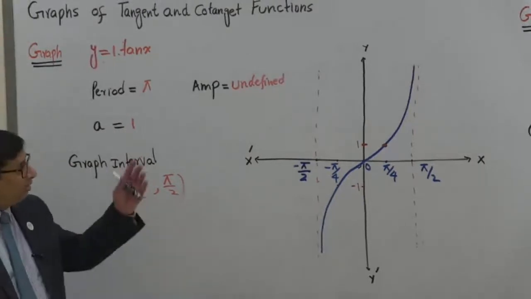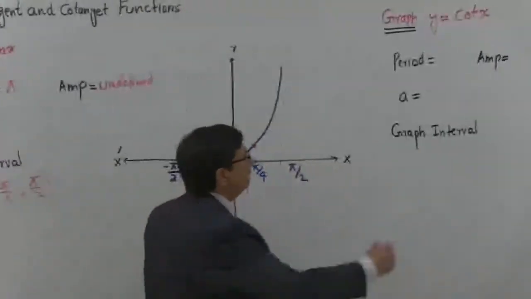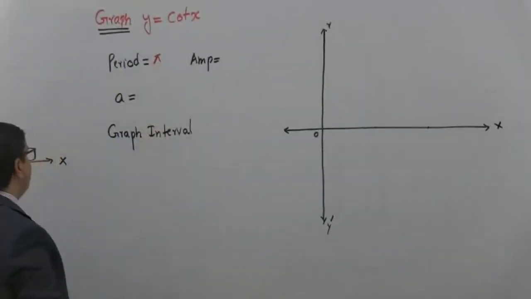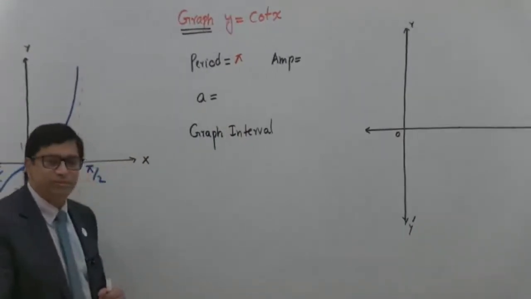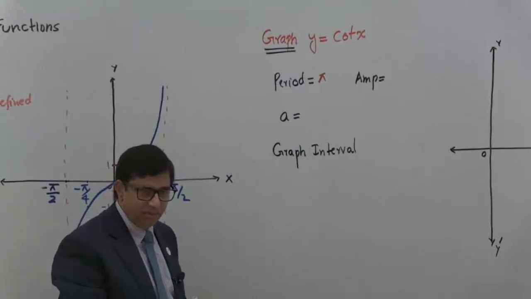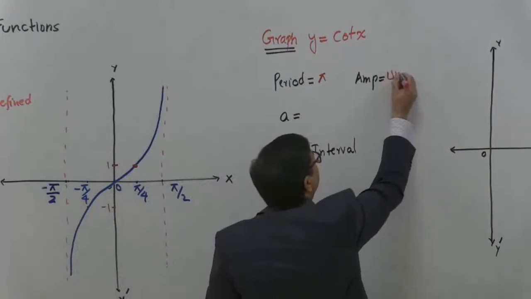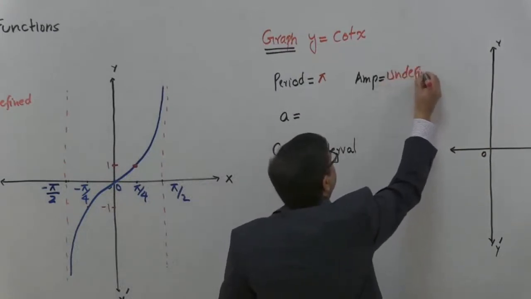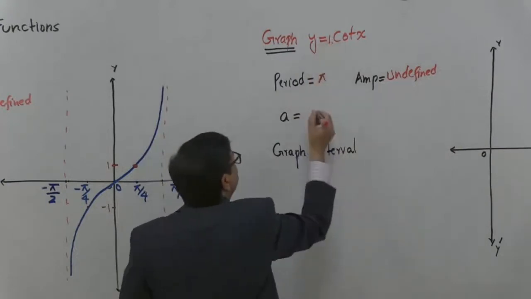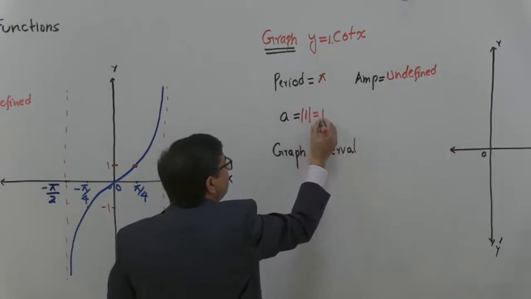Now, the graph of cotangent x. For the graph of cotangent x, one thing, the period is the same, the period is pi. And what about the amplitude? No amplitude. Amplitude for cotangent is undefined. And A is the coefficient before this, which is 1. Always take its absolute value. If it is negative, make it positive like this.